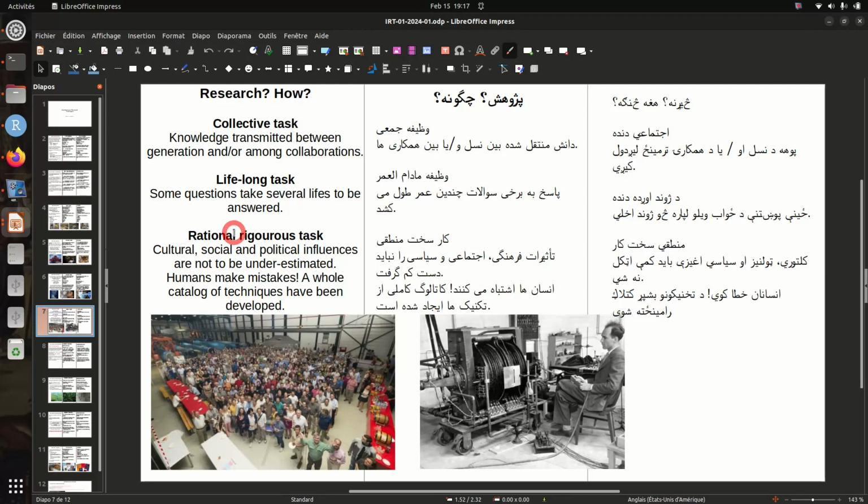However, please do not underestimate the influences of culture and politics. Because it's a human group, the politics of research is not to be underestimated. And of course, because we are humans, we make mistakes. And when you do something lifelong, you don't want it to be wasted because of mistakes. For this reason, there is a big catalog of techniques that have been developed and that you are going to learn in this lecture.